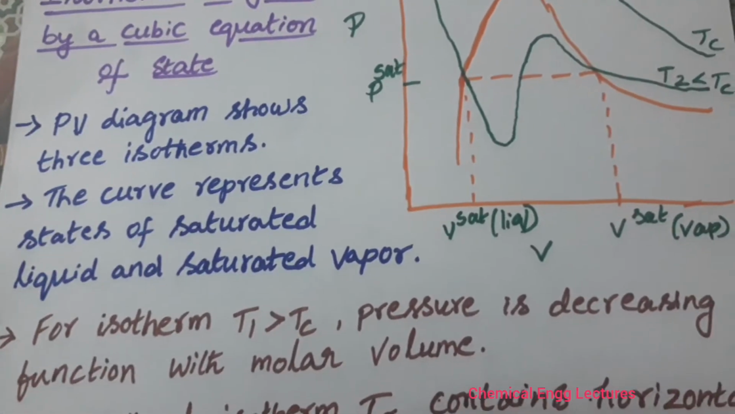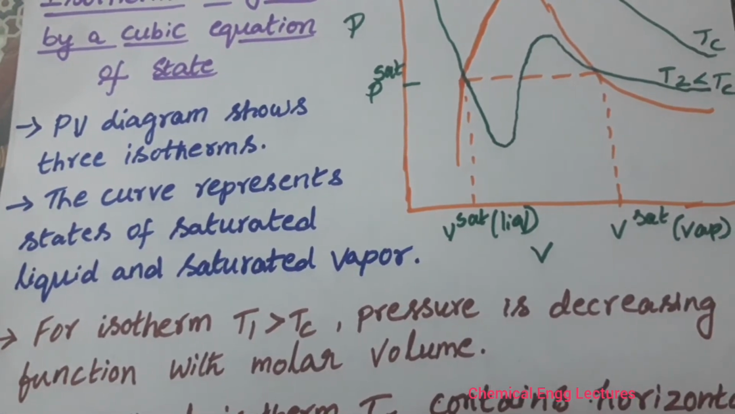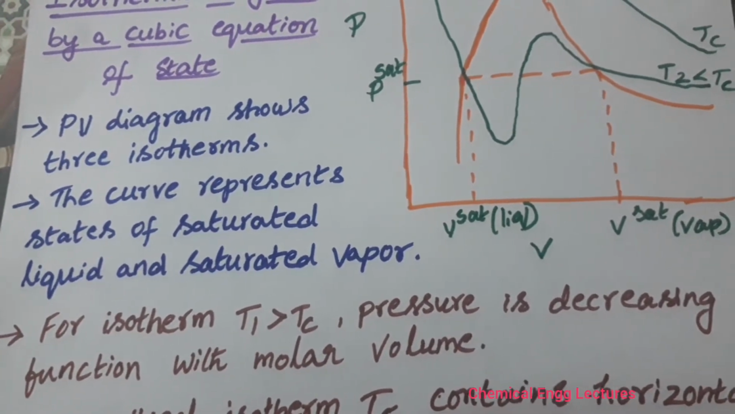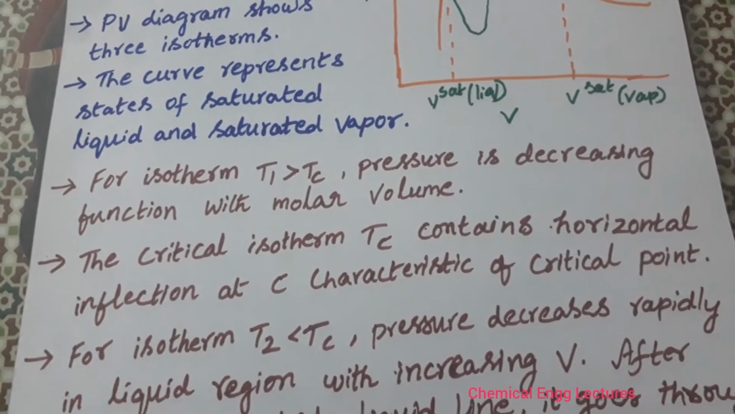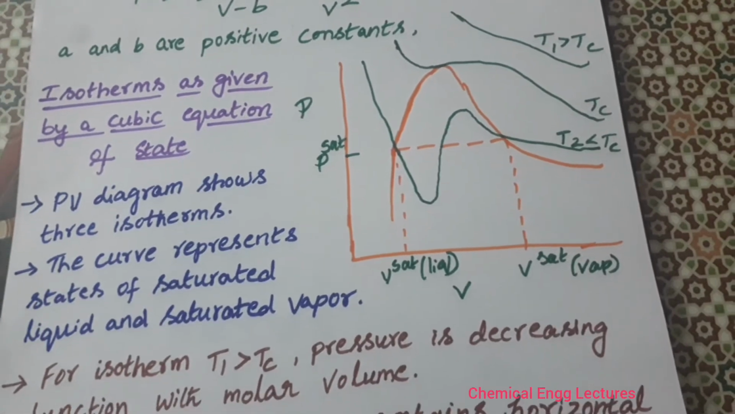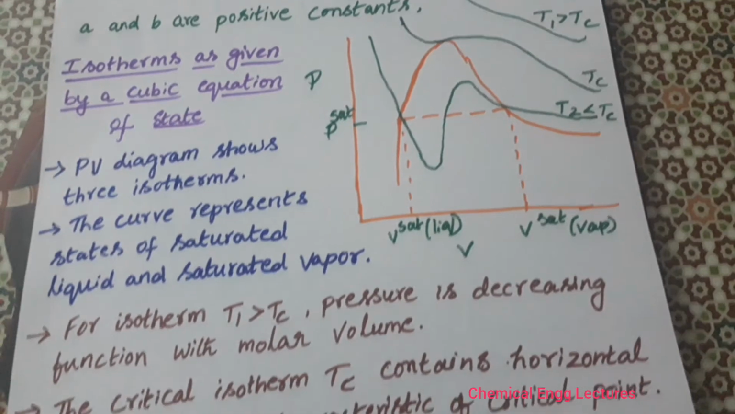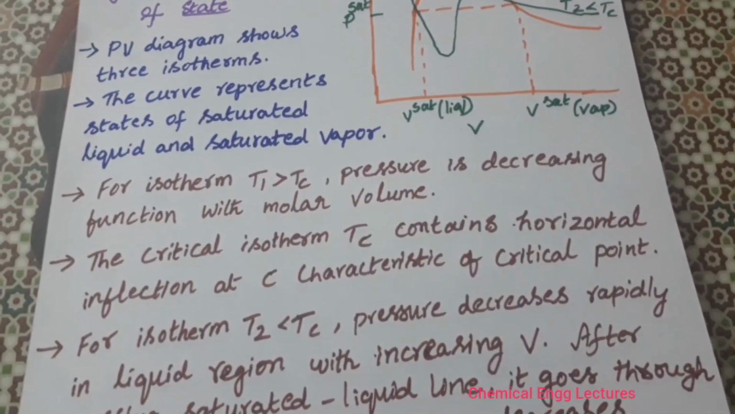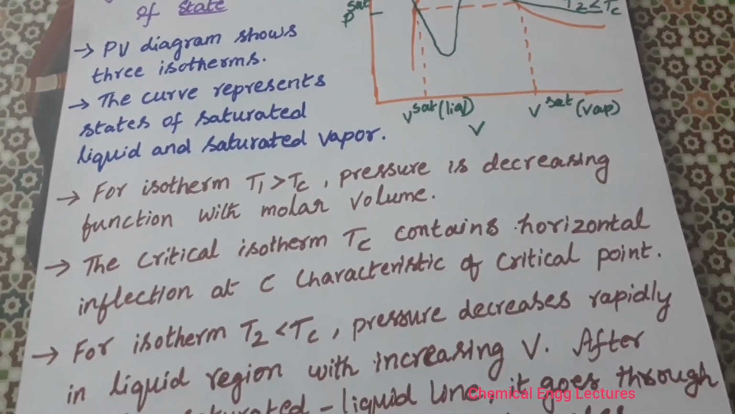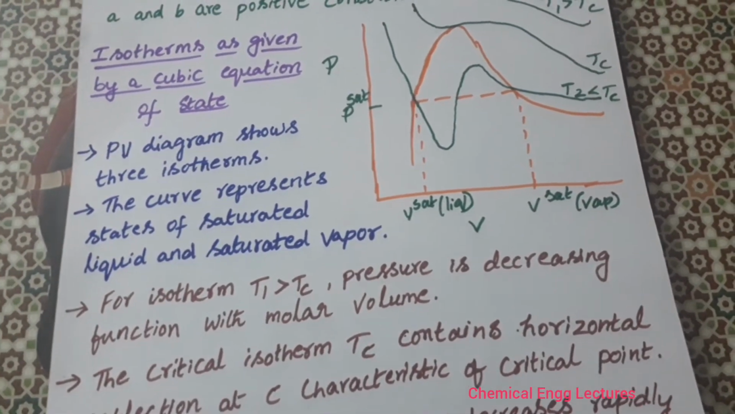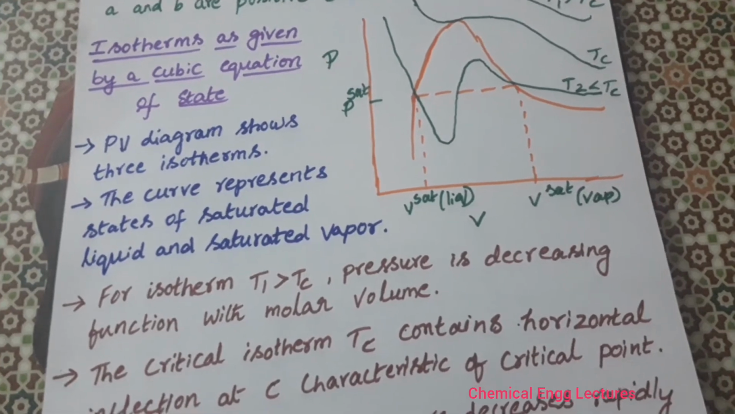Here the PV diagram shows three different isotherms. The curve represents the states of saturated liquid and saturated vapor. For the isotherm T1 greater than Tc, the pressure is a decreasing function of molar volume. You can see for T1 greater than Tc, the pressure decreases as the molar volume increases. The next one is the critical isotherm, represented by Tc, which contains the horizontal inflection at the point C. That point is represented with C.